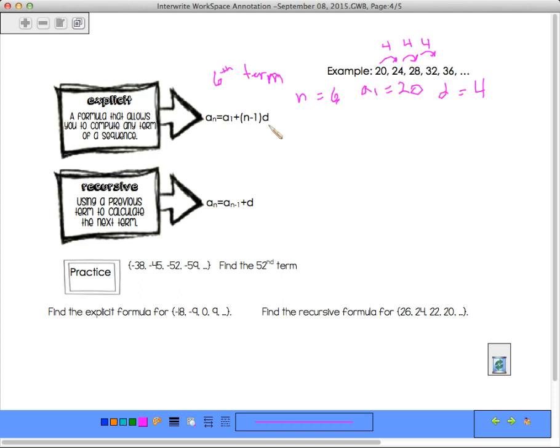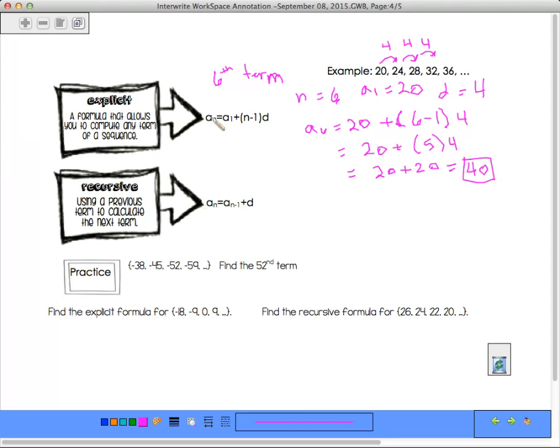Okay, so I'm going to use my formula. I have a sub n, or a sub 6, equals a sub 1, we said was 20, plus n minus 1 is going to be 6 minus 1 times d, which in this case is 4. So I have 20 plus 5 times 4. So I have 20 plus 20, which is 40.